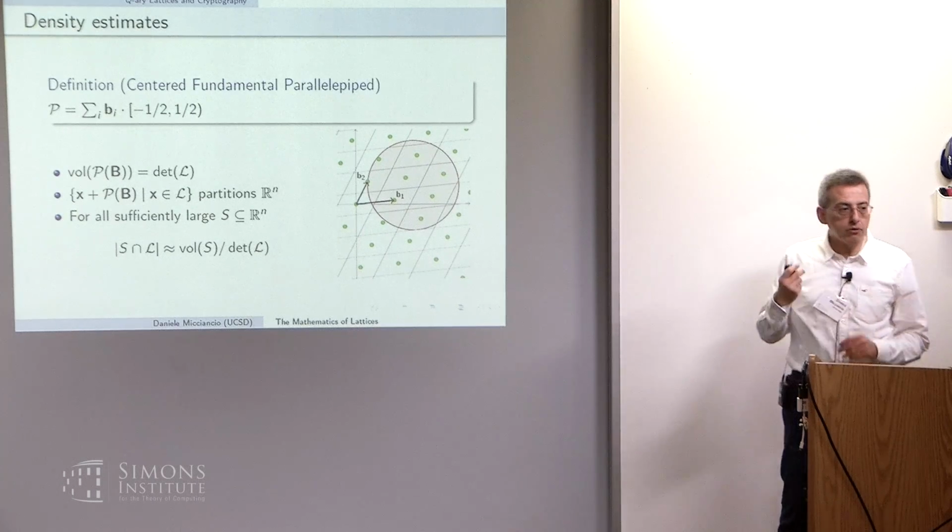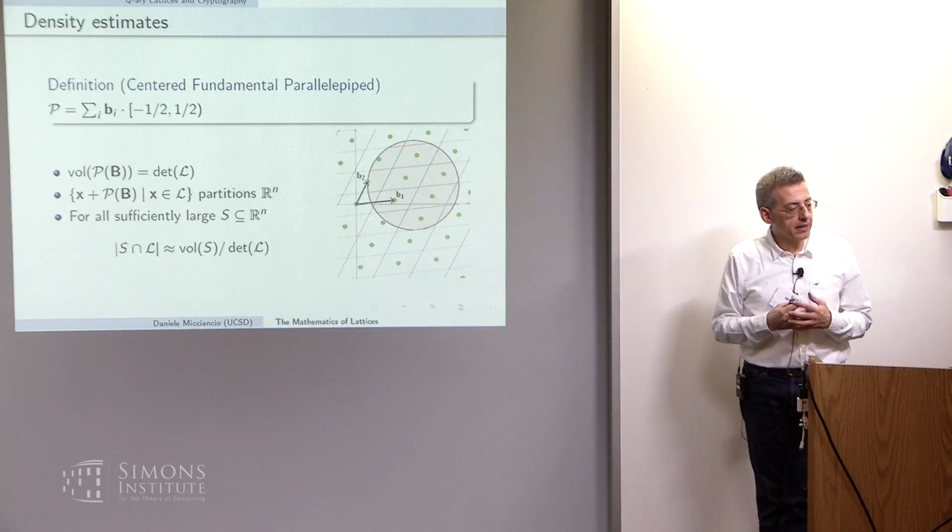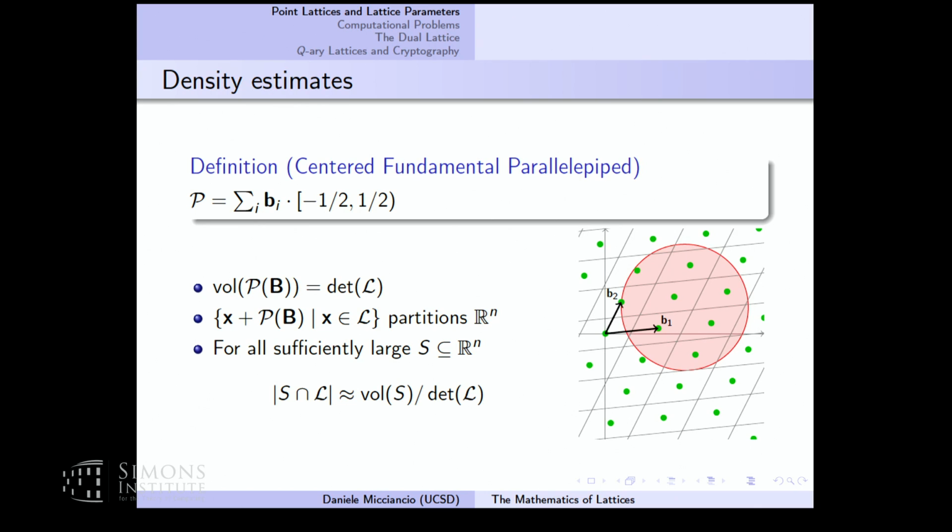Now, another way to think of this determinant is in terms of lattice point density. This is best illustrated by considering a fundamental region where the basis vectors are taken with coefficients between plus or minus 1/2, so that these fundamental regions are centered around the lattice points. Now, these parallelepipeds span the entire space. In fact, they form a partition of the space.